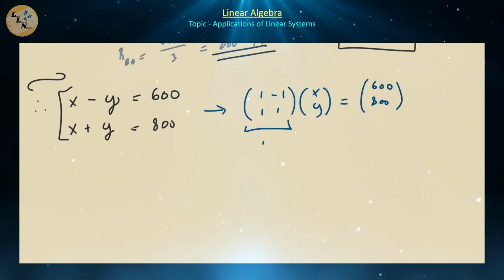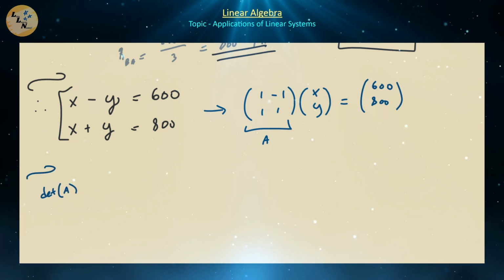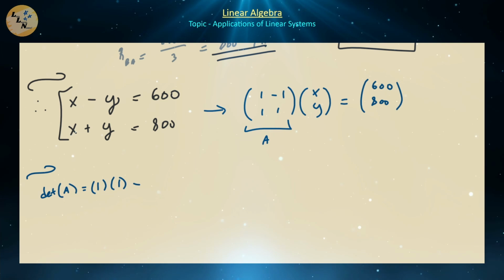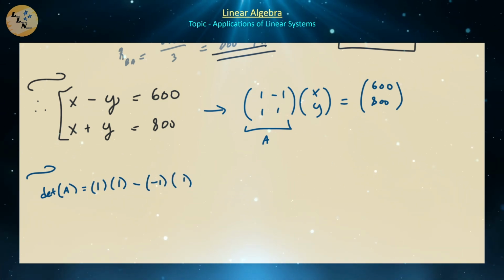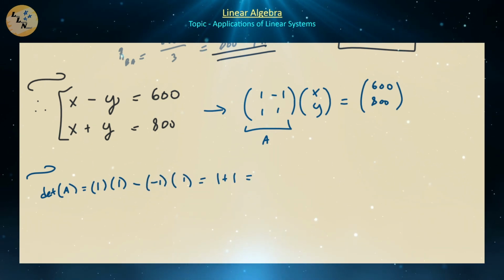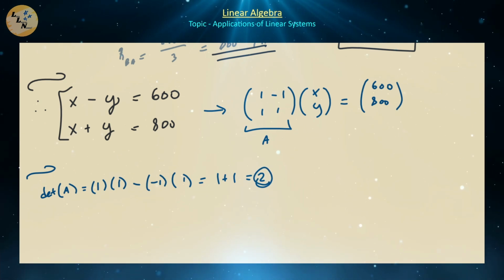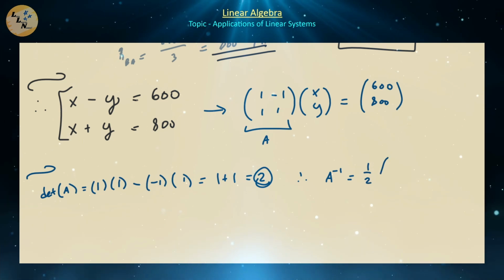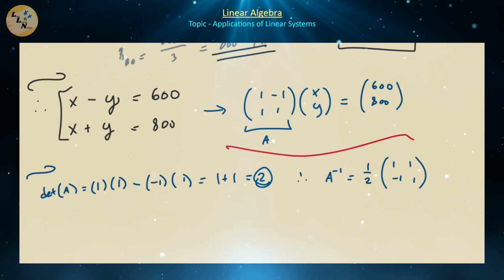Let's call this matrix A just to get a working knowledge of what's going on here. The determinant of A is going to be 1 times 1 minus negative 1 times 1. That's 1 plus 1, which is going to be equal to 2. So the inverse matrix is going to be 1/2, and then we swap the diagonal elements, not much to swap though, and negate the off-diagonal elements. Then we can solve this equation for x and y.